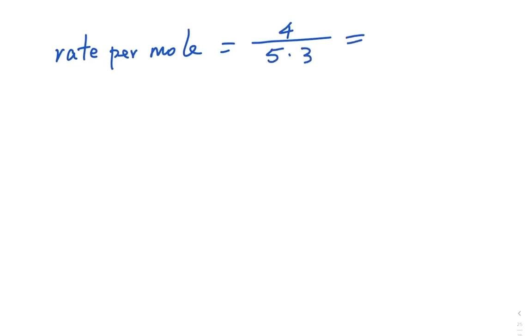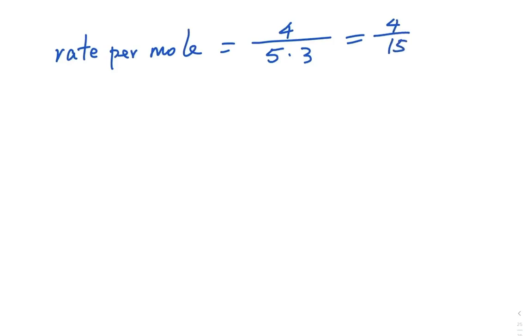Now let's see the second example on this page. 5 moles can dig 4 holes in 3 minutes. Then what is the rate per mole? That is 4 holes divided by 5 moles and 3 minutes, which is 4/15.